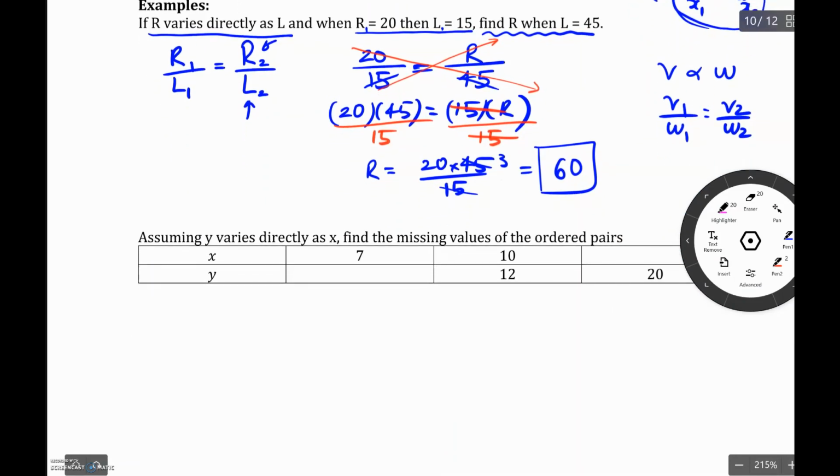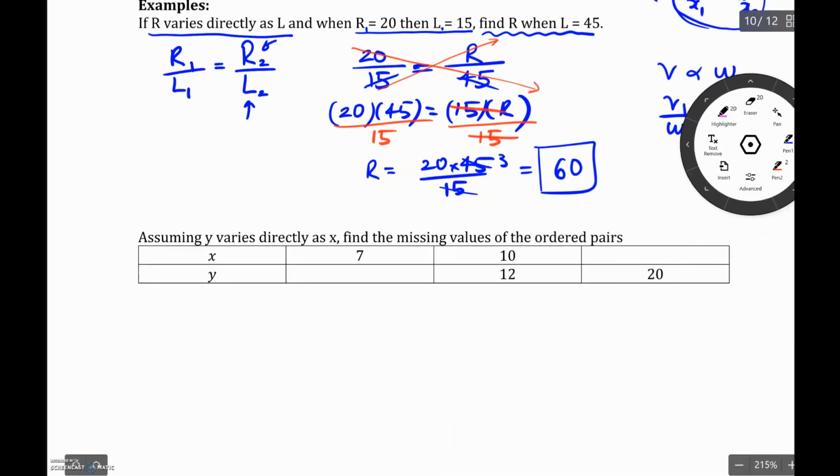Now here's another example. It is asking you to fill the spaces here and there. Okay, but here's your x1, y1 value. It says that y varies directly as x. So what do we know? We know that now 10 over 12, which is the same as what?